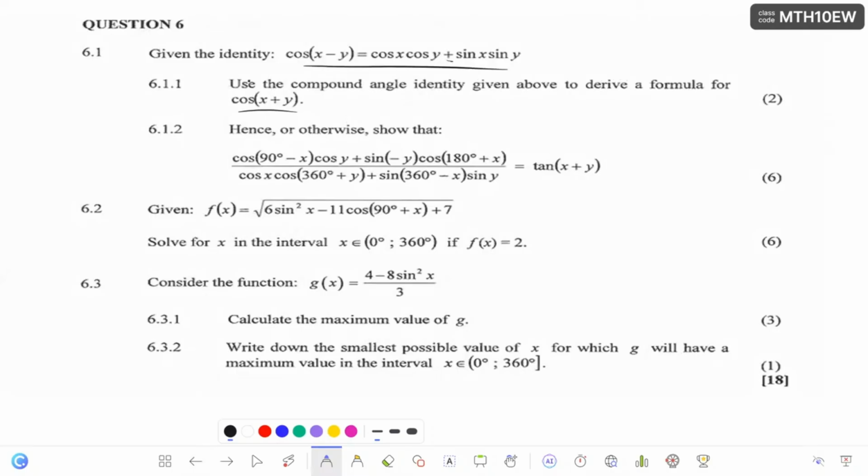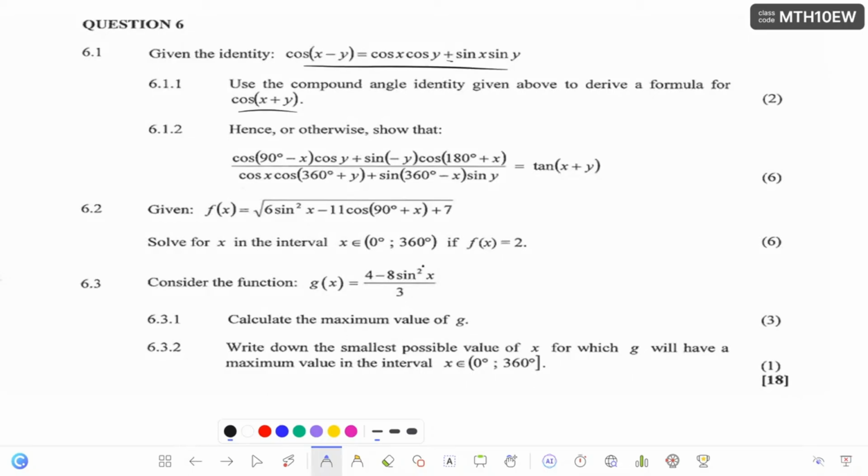Okay, now let's go to 6.1.2. So they said, hence or otherwise, show that this thing is equal to this. So I'm going to use the left hand side to prove that it's equal to the right hand side.